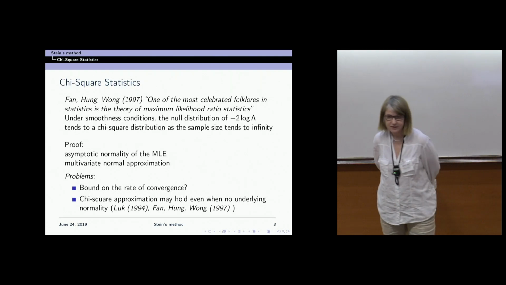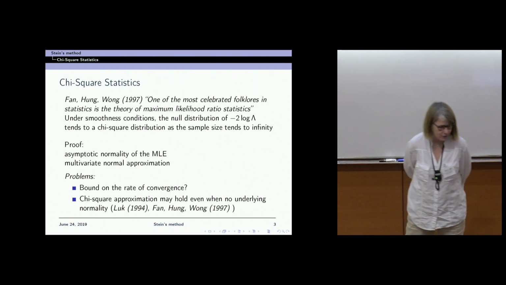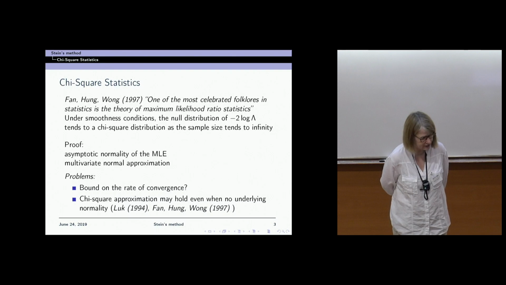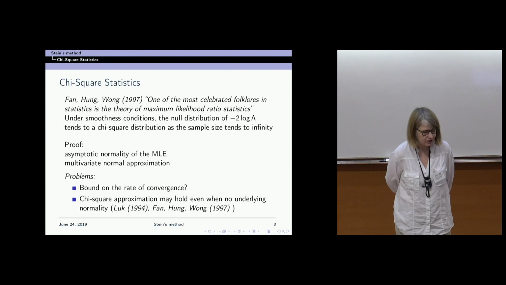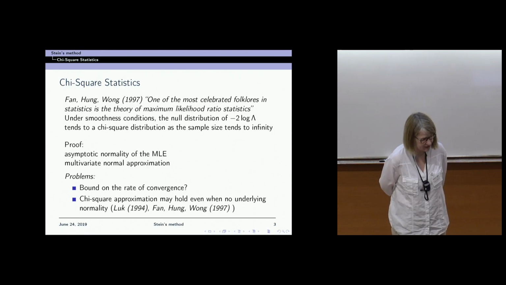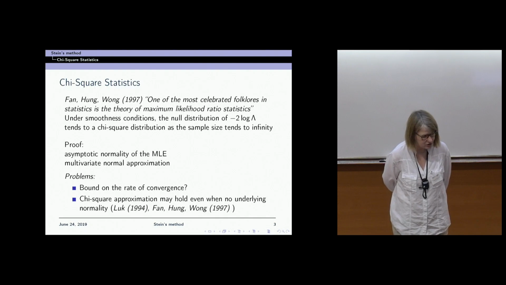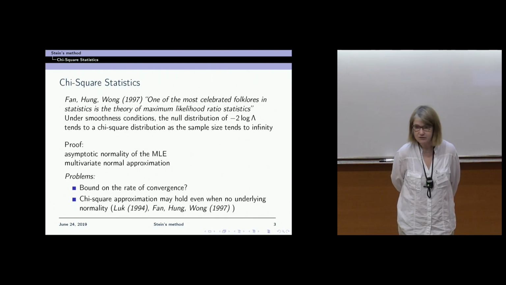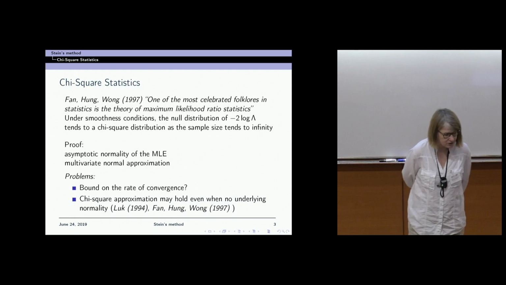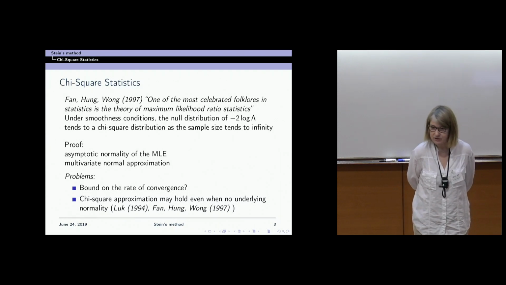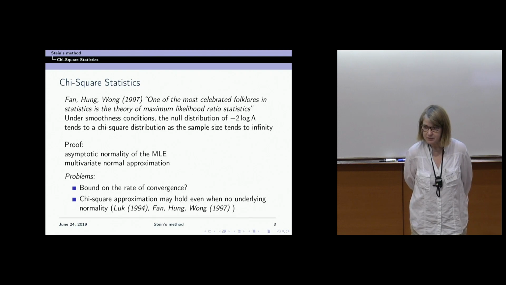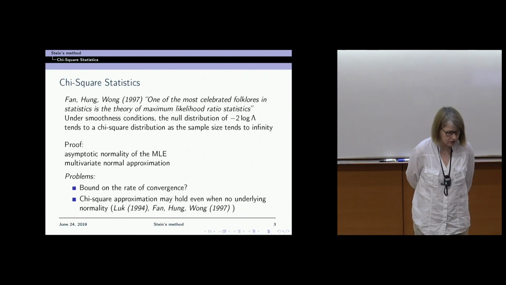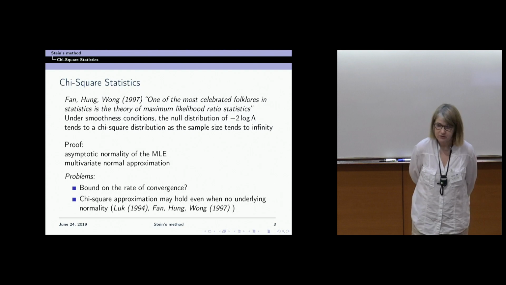So chi-square statistics, there's a quotation from a paper by Fan, Hung and Wong: One of the most celebrated folklores in statistics is the theory of maximum likelihood ratio statistics. Under smoothness conditions, the null distribution of minus 2 log lambda, which is the log likelihood ratio, tends to a chi-square distribution as the sample size tends to infinity. And this is usually proven by using that the MLE is approximately normal under the respective conditions, and then using a multivariate normal approximation.